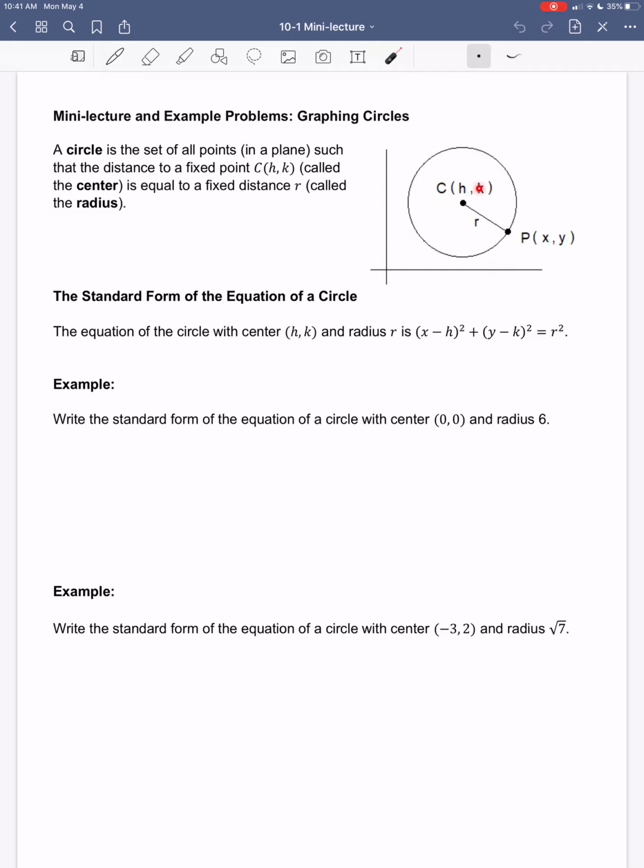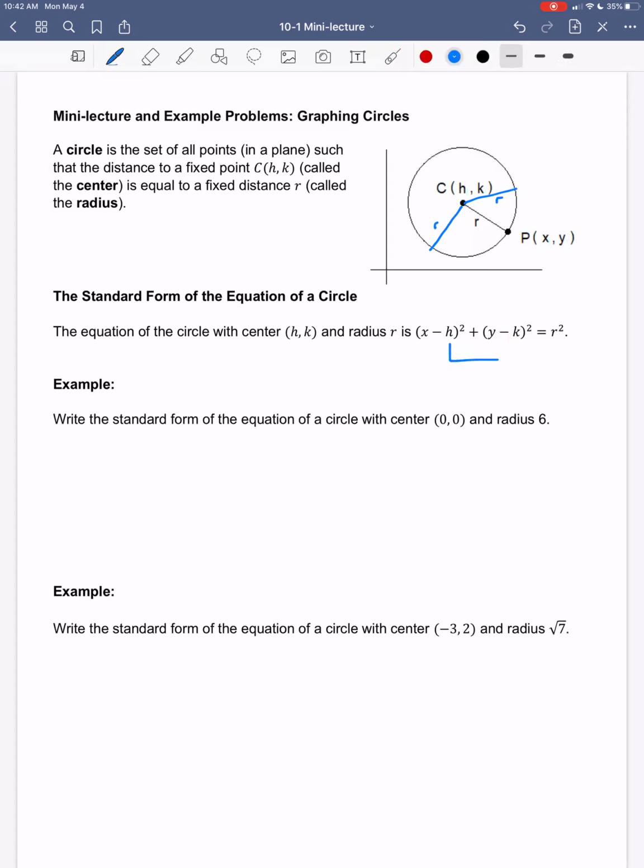It has coordinates h, k. If I have some other point on the circle, point P, that has coordinates x, y, and I find the distance from P to C, that would have to be r. And of course, I could take that point anywhere, and that distance would have to be r. That's what makes a circle a circle. It turns out that if I have that kind of situation, the equation of this circle will always look like this: x minus h quantity squared plus y minus k quantity squared equals r squared.